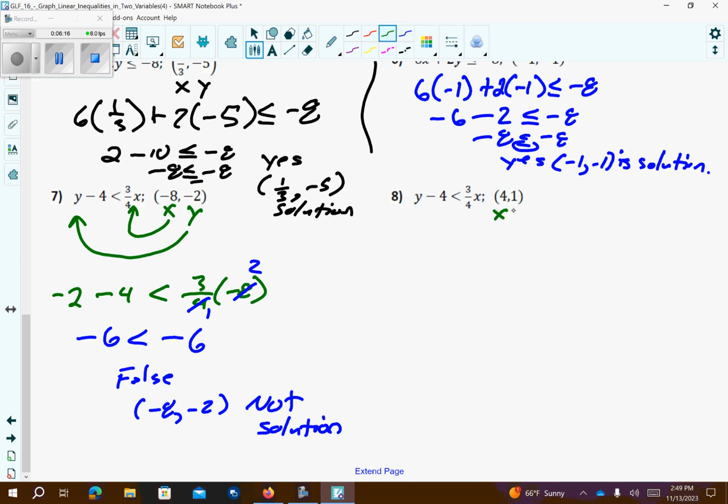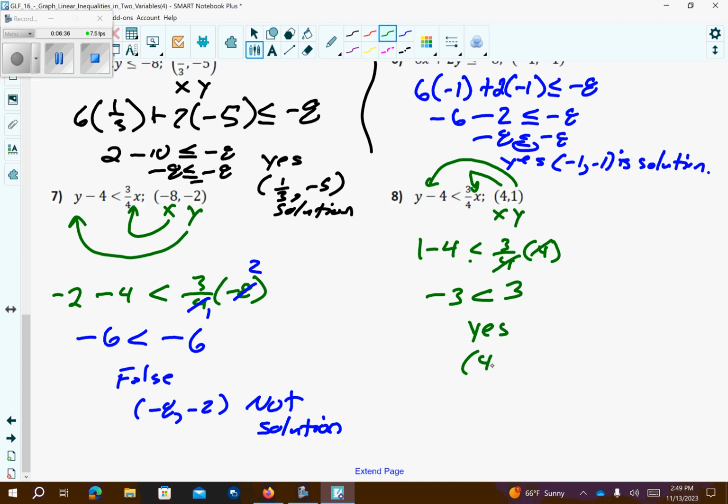This is an x value, this is a y value. I'm going to plug my x value in here, my y value in here. So I'm going to get y minus 4. Is that less than 3/4 times 4? So negative 1 minus 4, that's negative 5. I'm going to cancel those out, so that just gives me 3. Is negative 3 less than negative 3? Yes. 4 comma 1 is a solution.